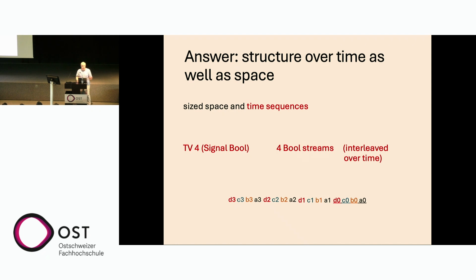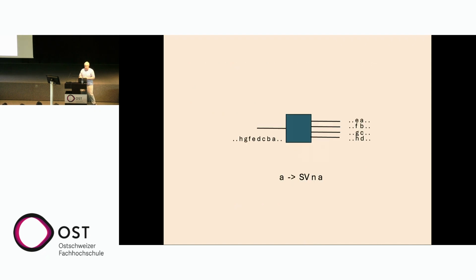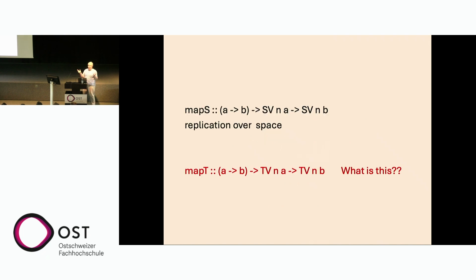So once we introduce timed vectors, I can correct my error in the definition of bundle, and I can say, oh well, bundle is now going to be something that takes a time vector of size n to a space vector of size n. And what does map over space mean? It means replication over space, just like map over lists did before. What does map over time mean? What does map T mean then?